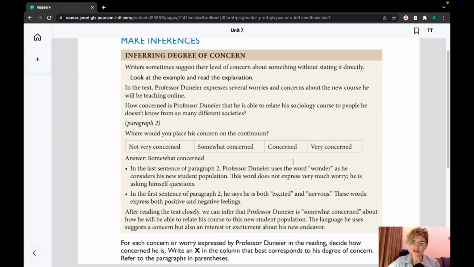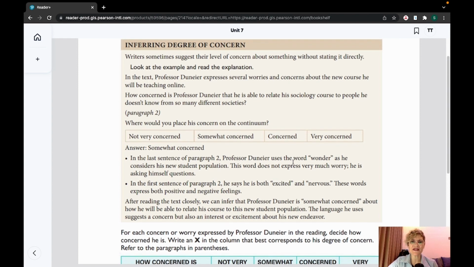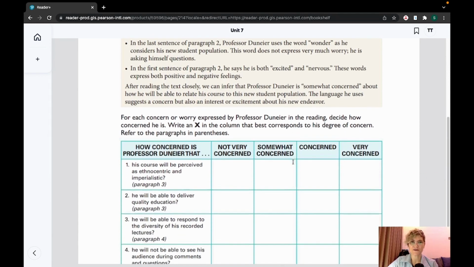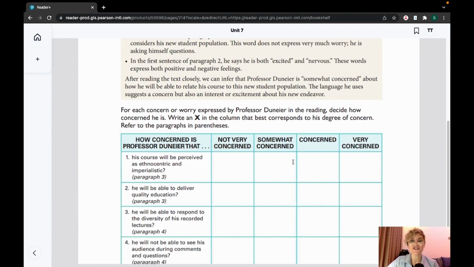In the text, Professor Dunier expresses several worries and concerns about the new course he will be teaching online now. How concerned is he that he is able to relate his sociology course to people he doesn't know from so many different societies? So we have not very concerned, somewhat concerned, concerned, and very concerned. Now, from the way the person talks, we can infer how concerned the person is. So we can look at the degree.